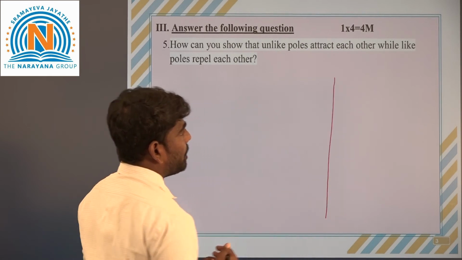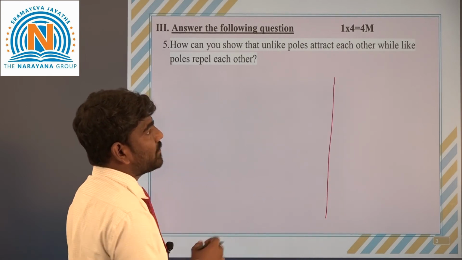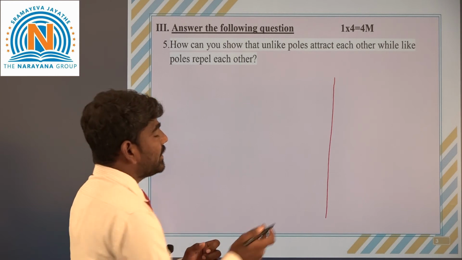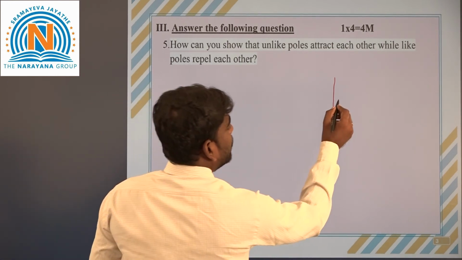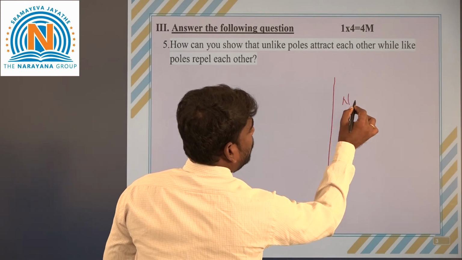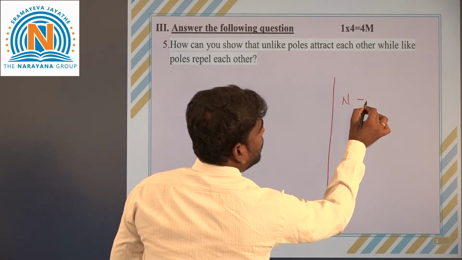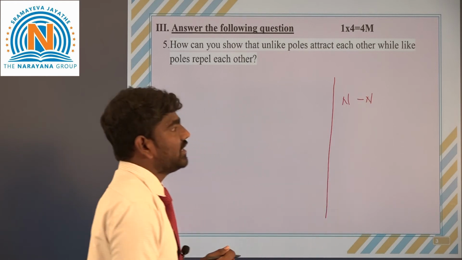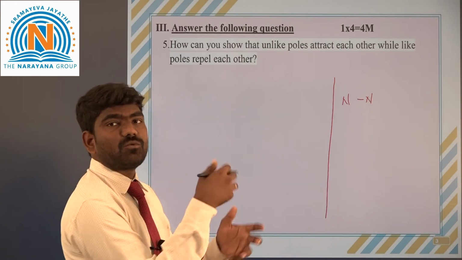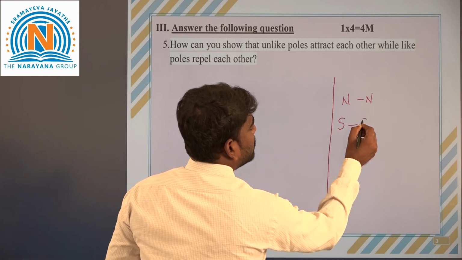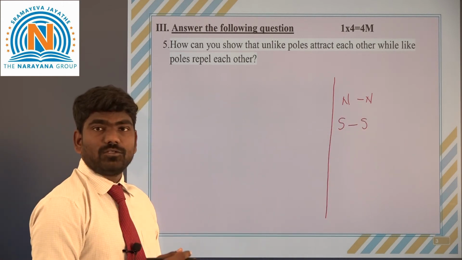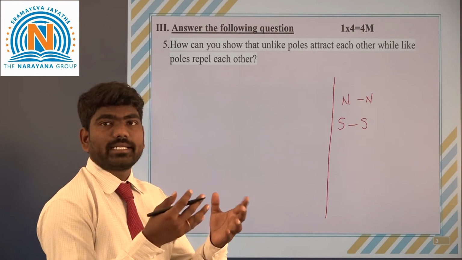First we need to know what like poles and unlike poles mean. We know that a magnet has two poles, north and south. In the first condition, the north pole of one magnet and the north pole of the other magnet are facing each other, what happens? Next, the south pole of the first magnet and the south pole of the second magnet are facing each other, what happens?